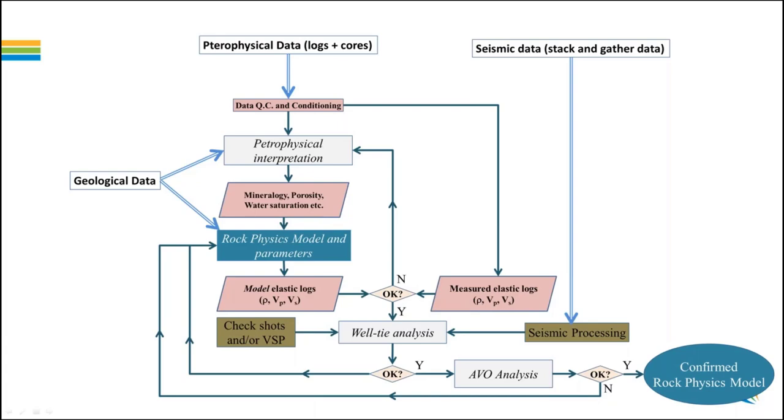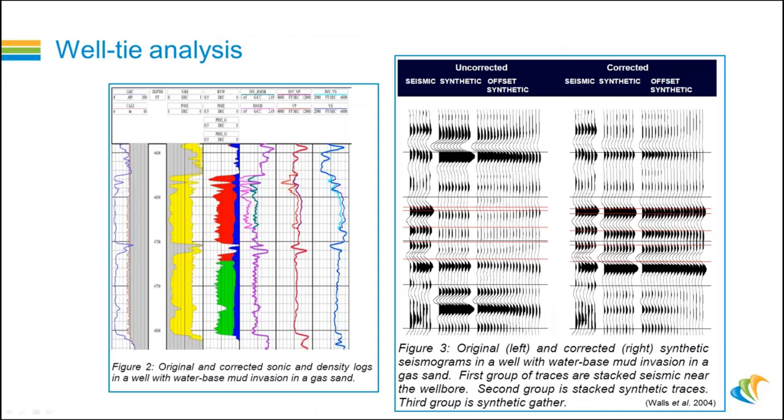Here you see I have a set of well logs. These well logs are used to generate synthetics. So one of the scenarios is before doing seismic petrophysics, or before correcting the logs. You see on the right panel, I have two sets of synthetics and seismic. On the left part of the panel, you see the uncorrected one.